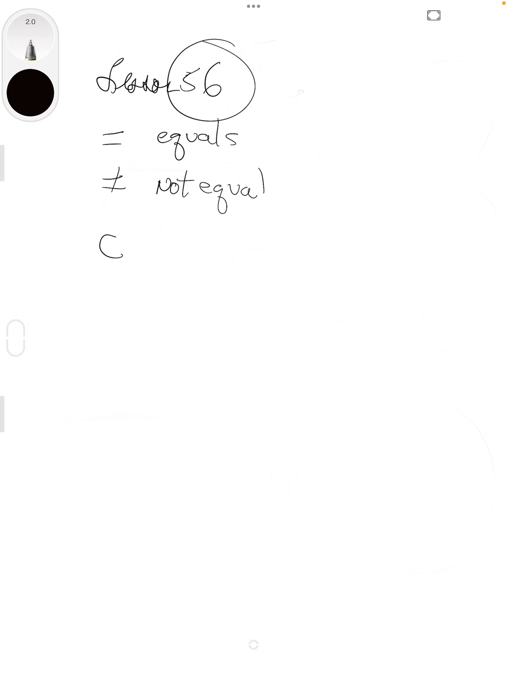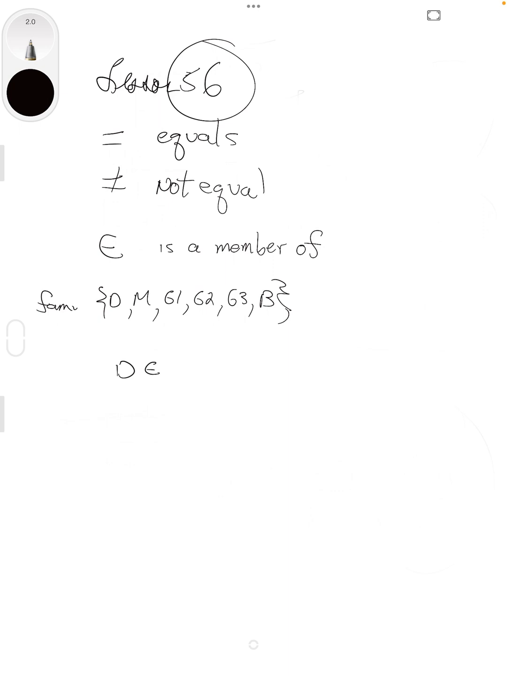Well, this one looks kind of like an E. It means is a member of. So, for example, in my family, we have dad, mom, girl 1, girl 2, girl 3, and boy. So we would say this is the set of my family. Okay, I would say dad is a member of family. Dad is a member of family.